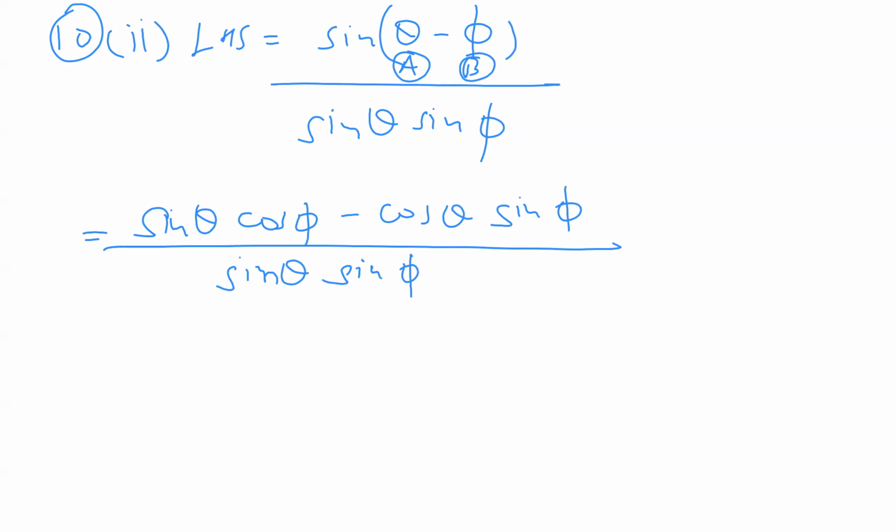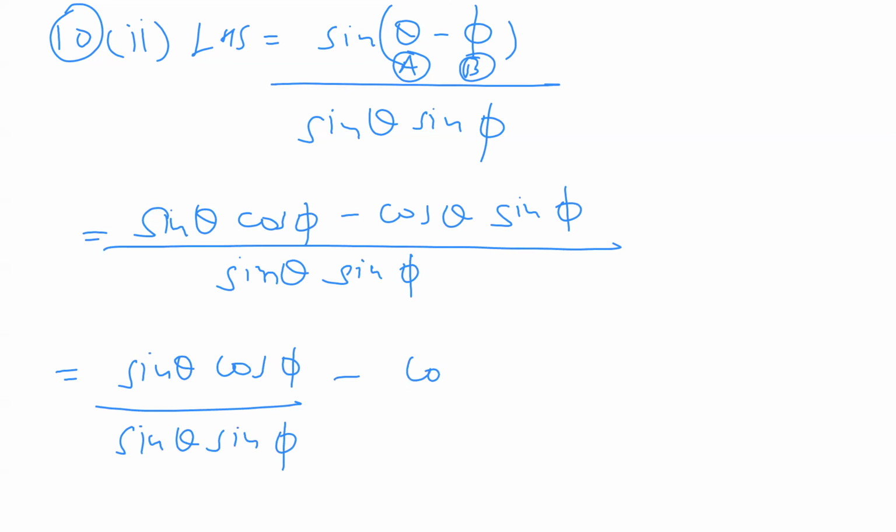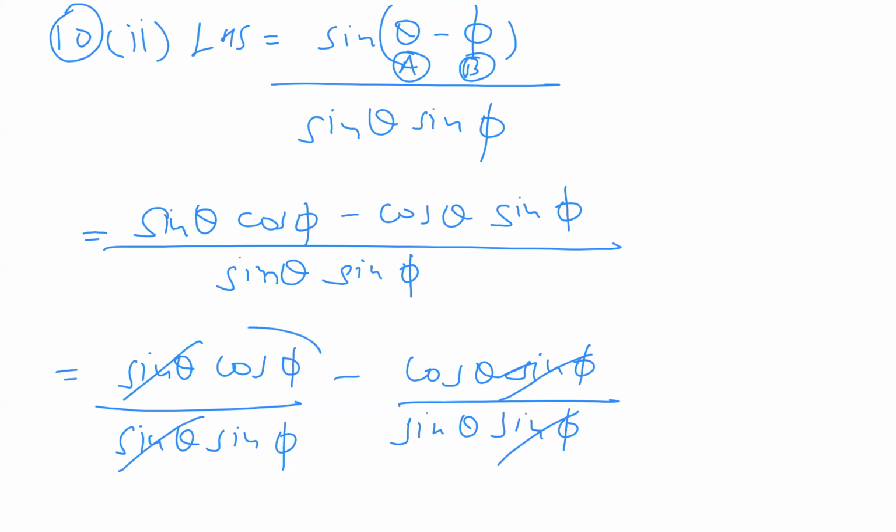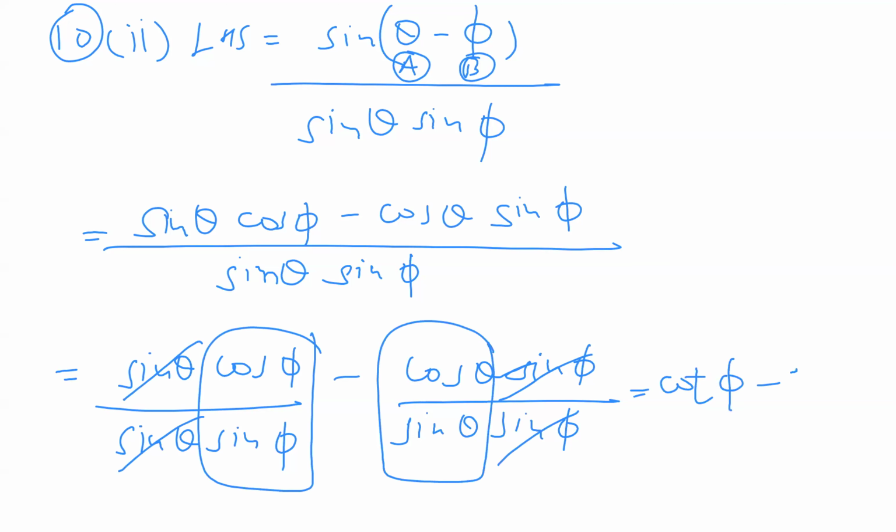Now split this: sine theta cos phi upon sine theta sine phi minus cos theta sine phi upon sine theta sine phi. Similar terms will get cancelled. Okay, cos upon sine is cot phi minus cos upon sine is cot theta. So it is cot phi minus cot theta. Okay, that is equal to your RHS for question number 10 sub question 2. Question number 10 sub question 1 you can try at home. Okay.